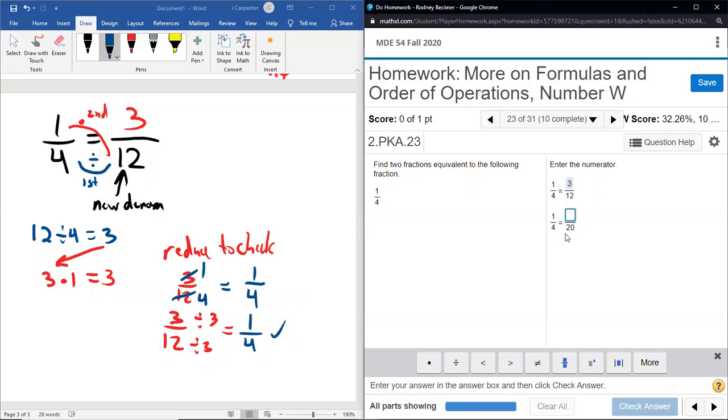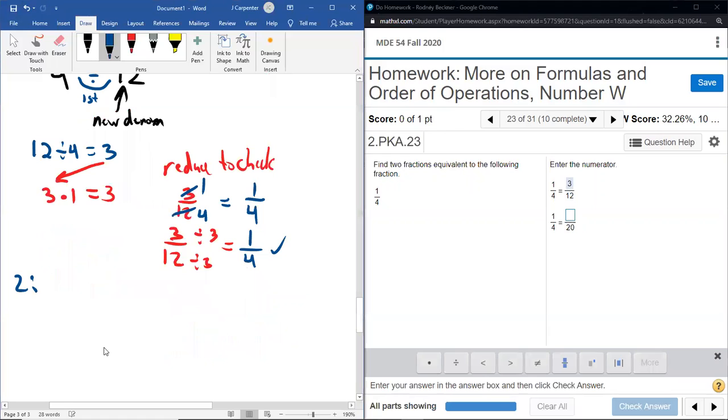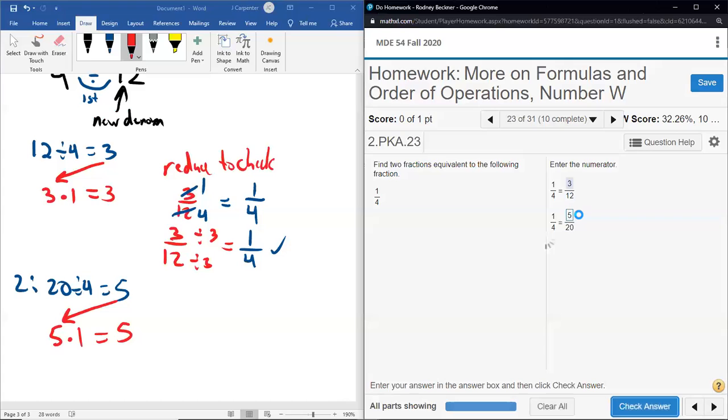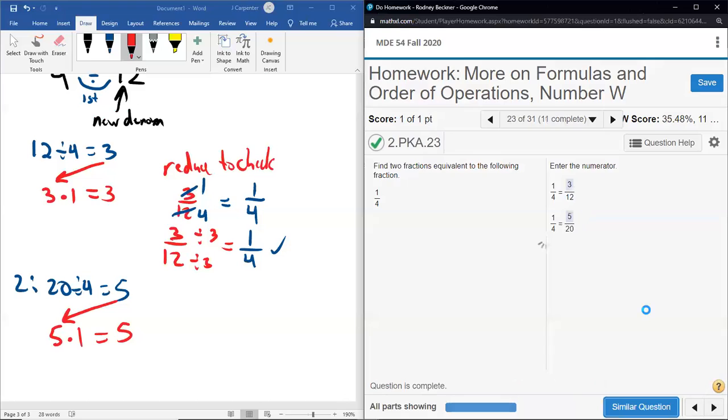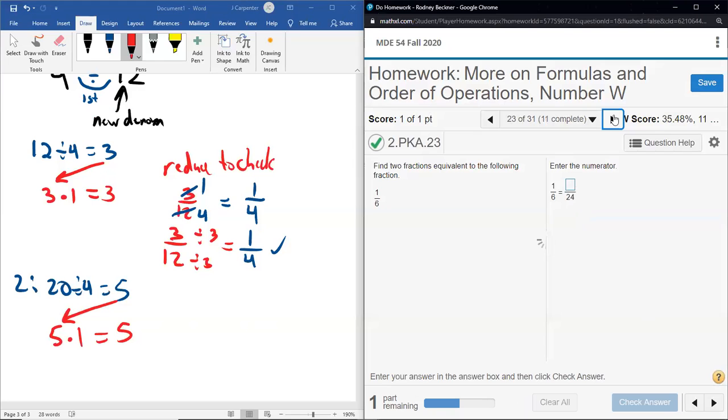So this time what we're going to do is divide the bottoms, 20 divided by 4 would be 5, and then multiply by the top. 5 times 1 would be 5. We take that result, and we multiply it by what was in the top originally. And if you reduced 5/20, 5 goes into 5 once, 5 goes into 20 4 times. It works. This is the same problem, basically, but you might need more practice, so I gave 2.